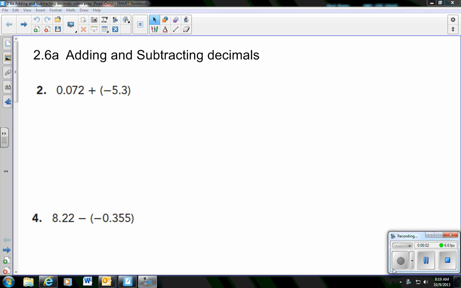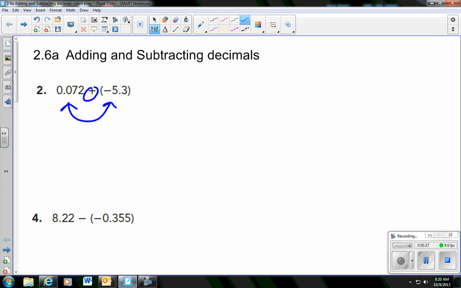This is lesson 2.6. This is the first of 3 lessons for 2.6. The first one here is adding and subtracting positive and negative decimals. Okay, so the most important part with adding and subtracting decimals is making sure you keep the decimal all lined up. So if we look at number 2 here, first thing we have to pay attention to is that it is adding, so we're not changing any signs.